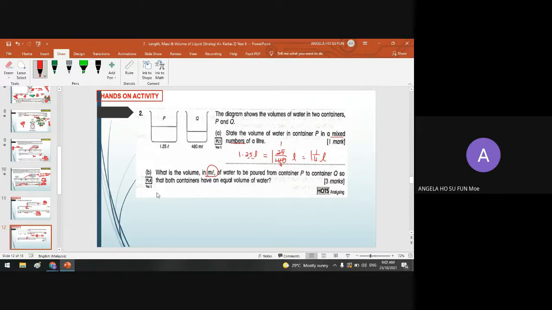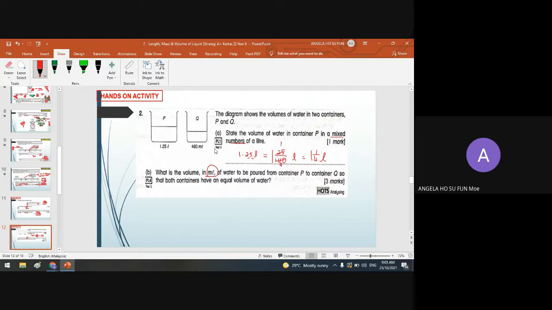There are 2 ways actually. The first way I teach you like this. I don't know how much water I need to pour in here, but I definitely do it like this. The first method I can use is to combine the volume of water in these 2 containers together. When I combine them, it means I add them. After that, I divide into half, so that they are equal.